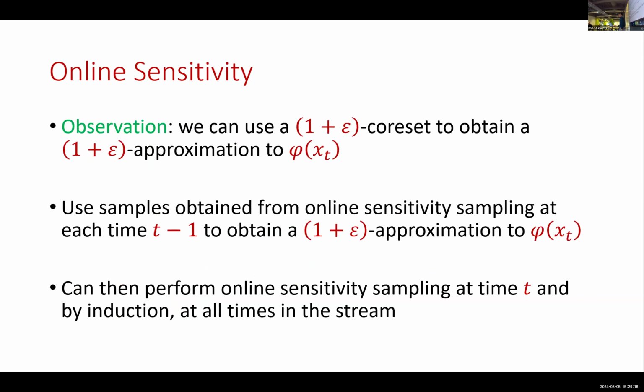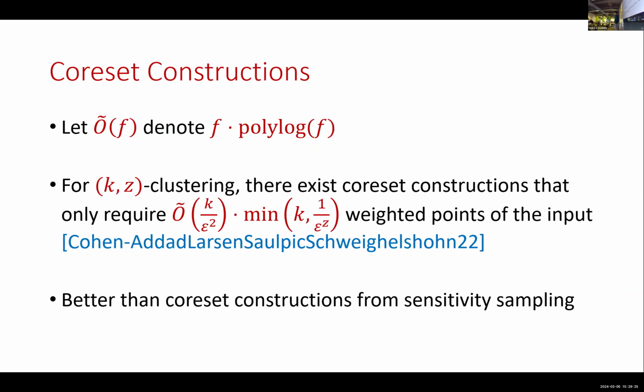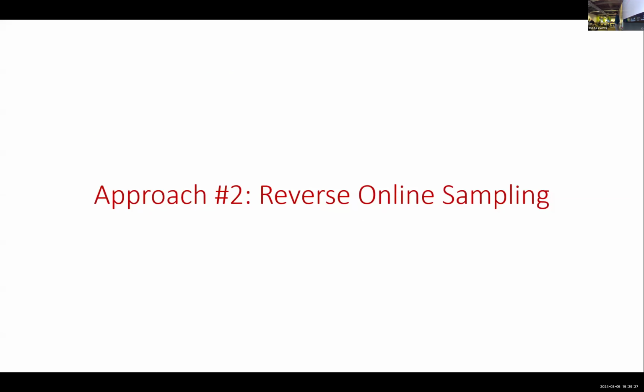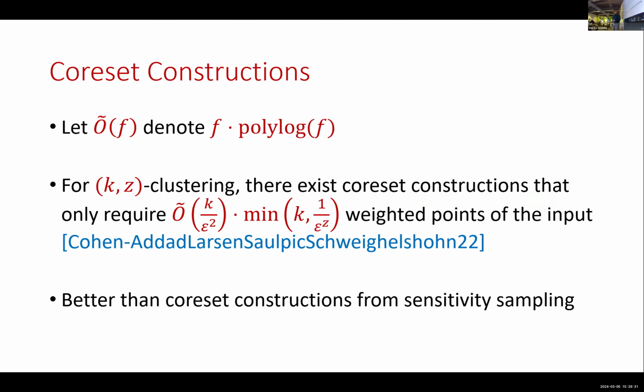Then you can use some structural results to find the total online sensitivity to estimate how many points you'll sample. In the interest of time, I'll skip this. I'd just like to mention that online sensitivity is not going to be the optimal result. The optimal result is a core set construction by Vincent, Casper, David, and Chris. But we show that we can also modify their core set construction into an online core set construction.